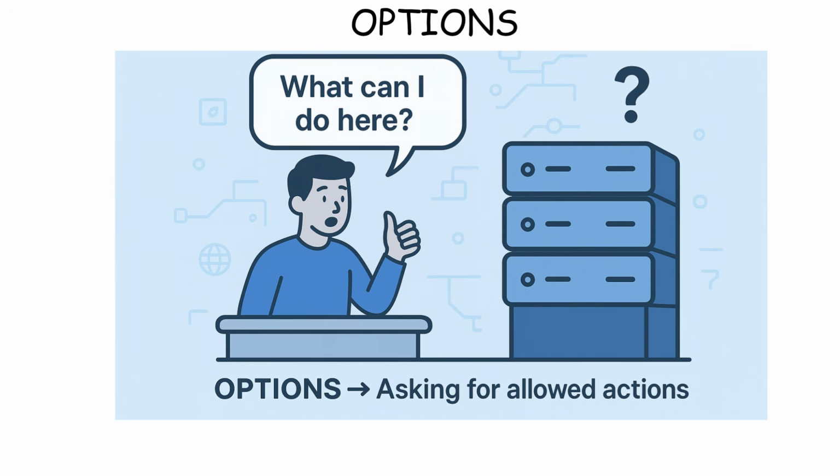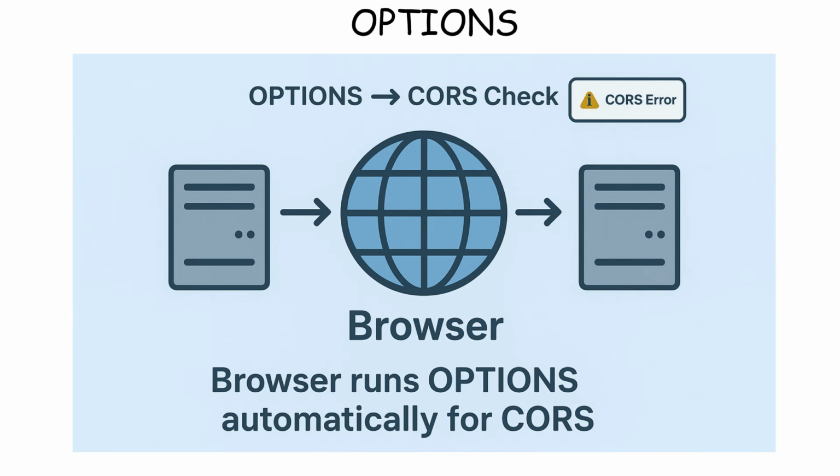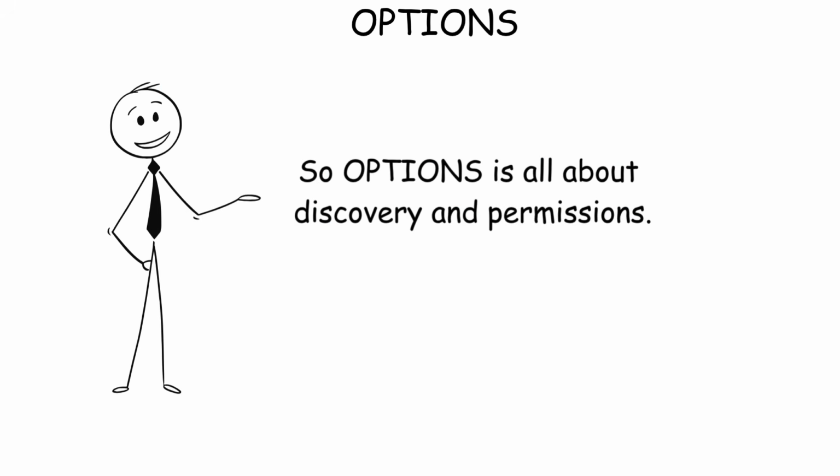OPTIONS. OPTIONS is like asking the server, "What can I do here?" It returns a list of the allowed HTTP methods for a given endpoint, like GET, POST, DELETE. Browsers also use OPTIONS requests automatically when dealing with cross-origin requests. That's the core stuff you might have seen in errors. It's how browsers check, am I allowed to talk to this server before I actually send the data? So OPTIONS is all about discovery and permissions.